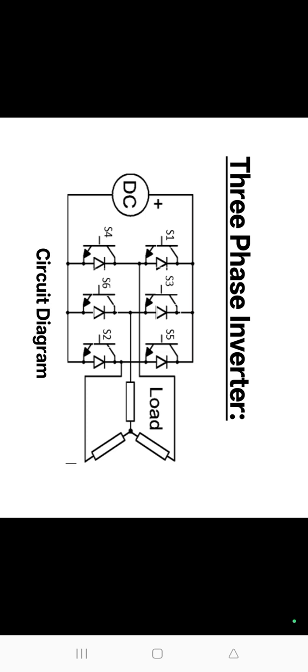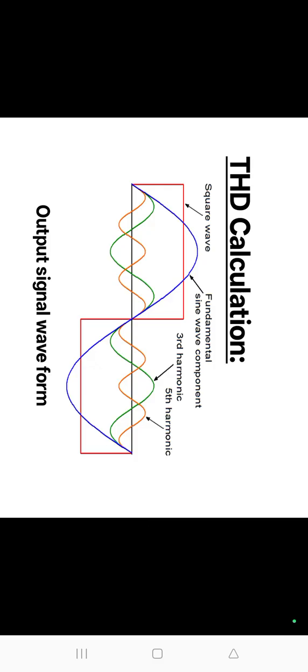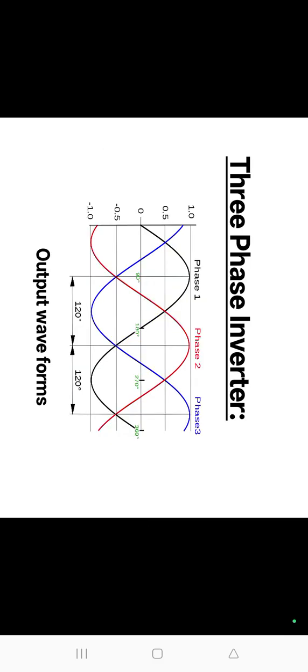The three-phase bridge inverter power circuit uses 6 IGBTs and 6 diodes. The three-phase load may be either star connected or delta connected. There are two modes of operation: 180 degree conduction mode and 120 degree conduction mode. First one is the 180 degree conduction mode.